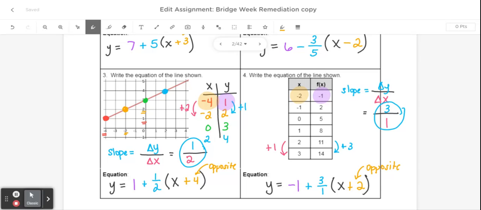All right, those are some examples of how you would write the equation of a line. Your job next is going to be to do some practice problems and then hopefully be able to retake and do better on your retake.